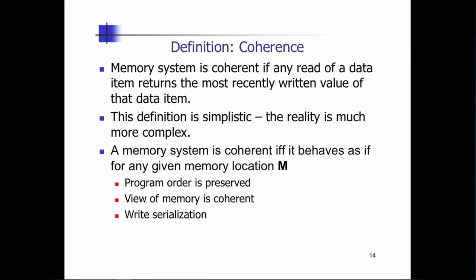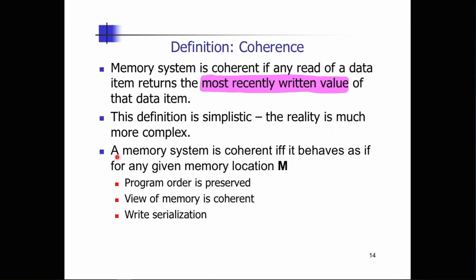Let's move on and try to define coherence. A memory system is considered to be coherent if any read of a data item returns the most recently written value. The key words over here are most recently written value, or the most updated value of the same data item. Now, this definition is very simple and intuitively it might make a lot of sense, but the reality is a little more complex than that. It involves a lot of aspects of memory systems that can be at play.